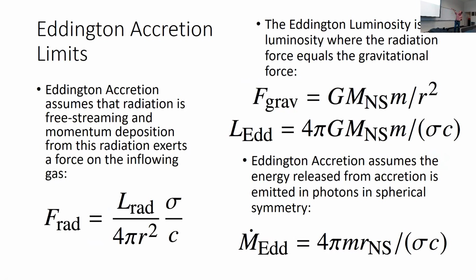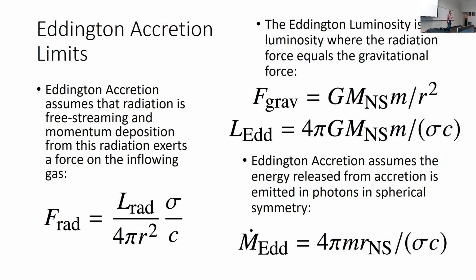I can set that radiative force equal to the gravitational force, and I can derive the Eddington luminosity. If I have this luminosity, no material can flow back in, because the radiation is driving out anything that might want to fall in. So most stars emit at the Eddington luminosity. You can't get much higher than that, because otherwise they would be blowing off their envelopes.